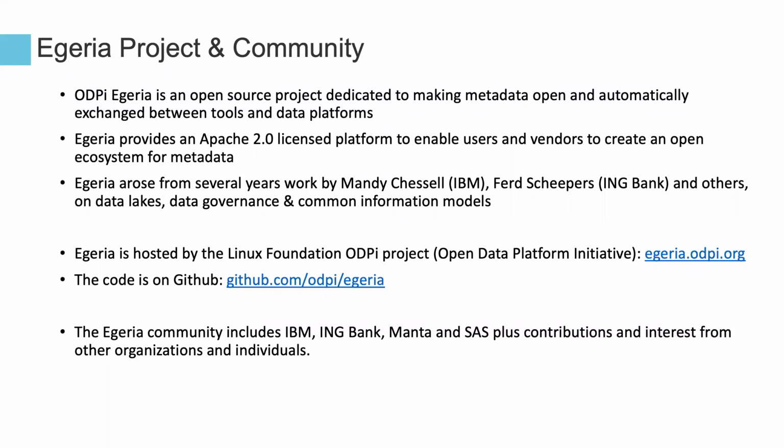So wherever code changes go in, you will find issues describing those changes. You'll be able to see the pull requests. So there is very open governance of the project and the code base, plus a wealth of information on that first URL. The really active members of the community include IBM, ING, Manta, and SAS, the SAS Institute. And we also have contributions and interest from other organizations and individuals, probably too many to list here.